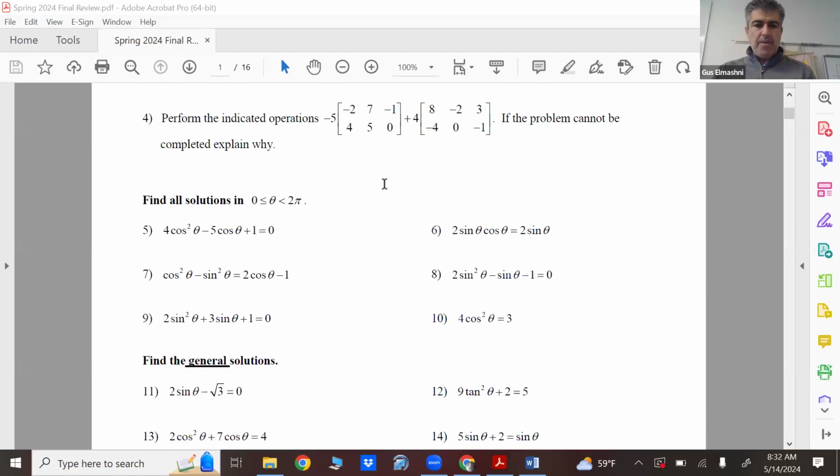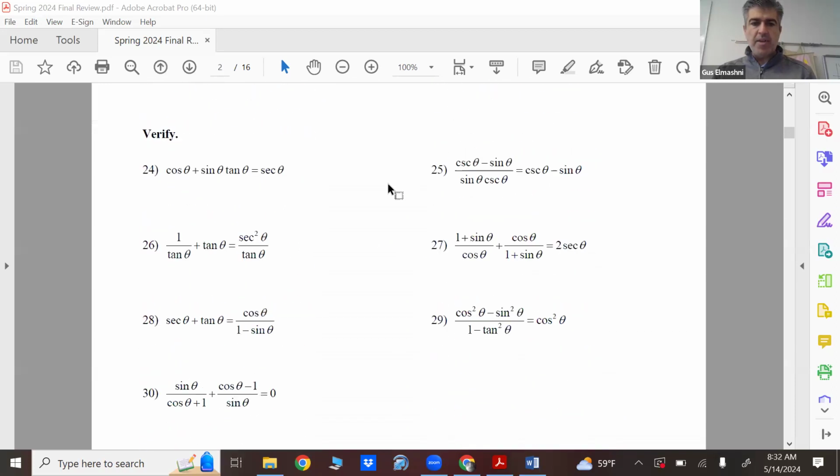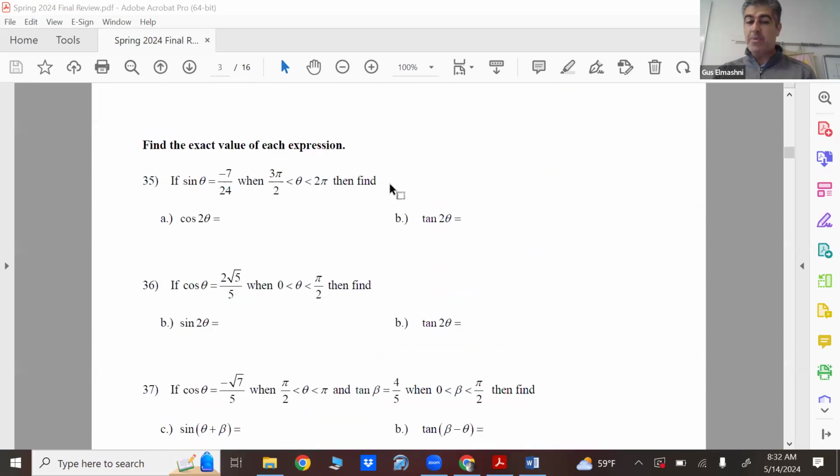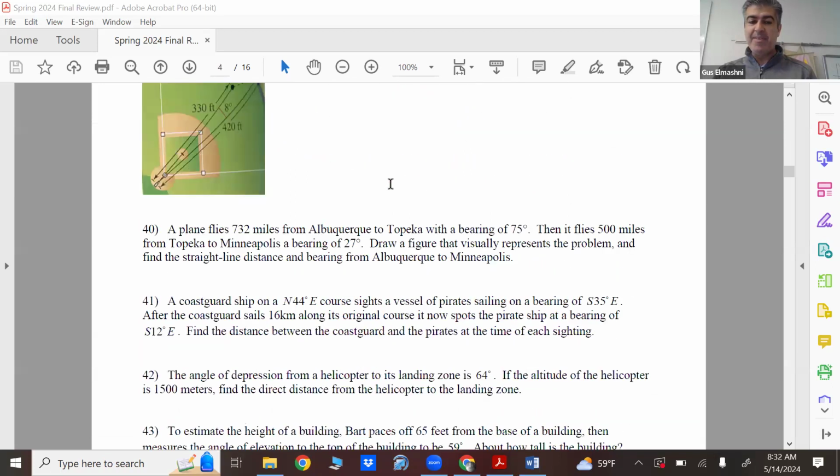Okay, I want to jump to a log equation because some of you guys have problems with that on the logs test that we had a while ago.